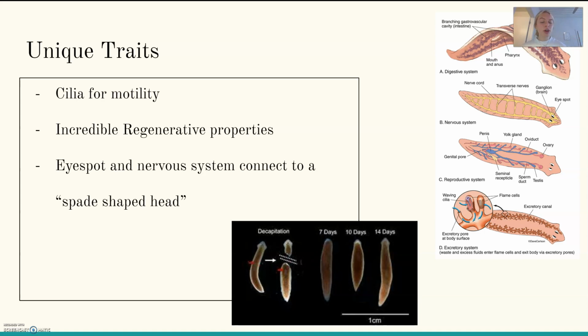They have an eye spot, which allows for photosensing. They have photosensory neurons and a nervous system which is connected to a spade-shaped head, which is kind of an identifying characteristic for them: that pointy spade head with the eye spots on top. And then they have a mouth under their body.